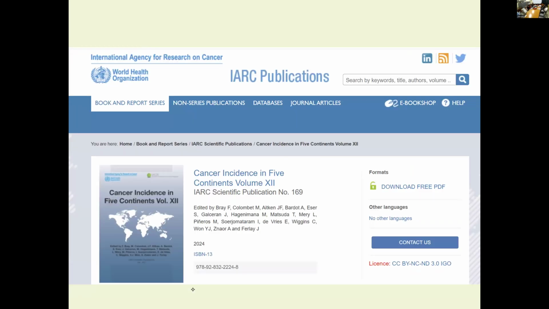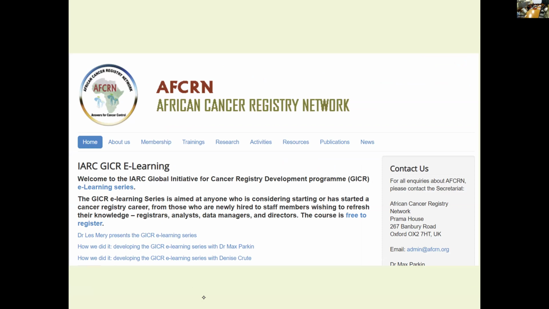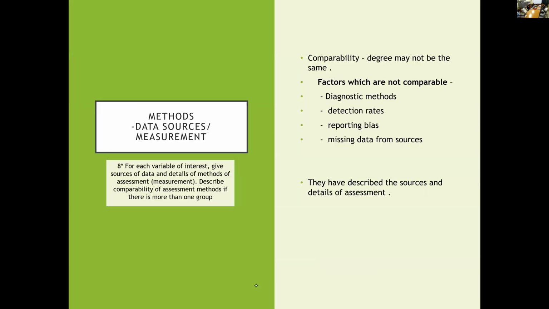This is the second source, the African Cancer Registry. They used this to look at the subtypes for the documented data. So the data sources were given well. 3 sources they have taken.